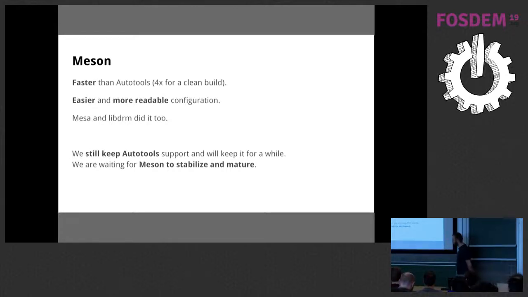We still have autotools because we have a couple of people using Debian Stable, which doesn't have a recent enough version of Meson yet. And Meson is still undergoing quite rapid development, so we're waiting for it to stabilize enough. We'll keep autotools on the side, but the main and supported build system is Meson.